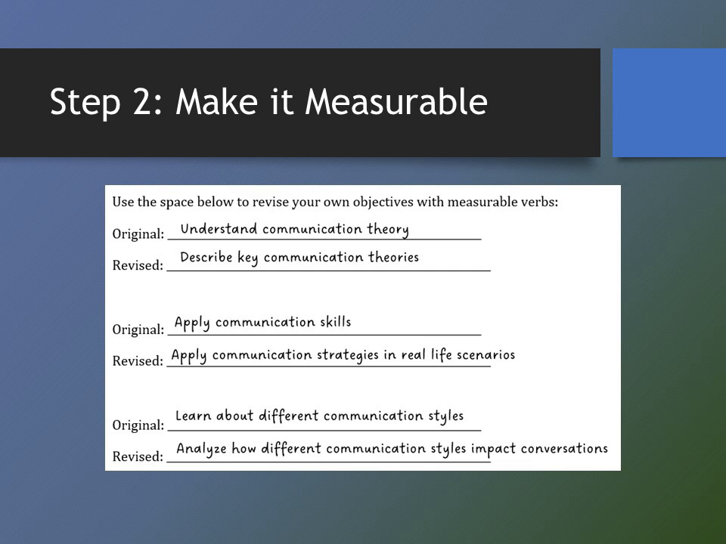Now it's your turn. Open your course objective builder to the section labeled Step 2. Make it measurable. You'll see a space to write your original objective and a line below it for your improved version. Use your Bloom's handout to help you find a stronger verb if you're stuck. Pause the video if you need to and take your time revising each one. When you're ready, we'll move on.